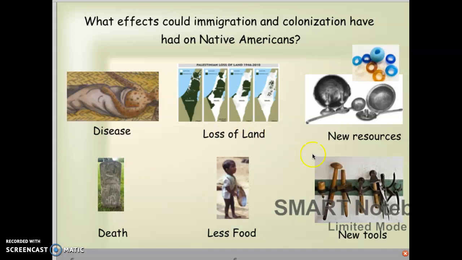New tools. Just like they got new cookware and new clothes, they also got new tools. Many of these tribes traded for the guns, for their stronger axes, rather than having to hammer out sharp stones and things. Now they had newer metals and woods that they were able to work with.